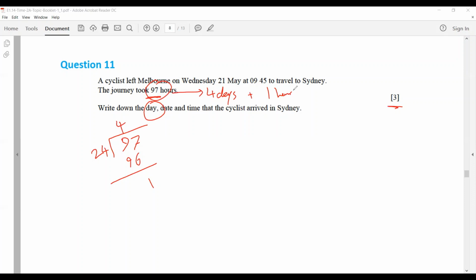So do the same thing that we did for a similar question, the previous question. 21st May, 9:45. So you add 4 days to it, you get to 25th of May, 9:45, right? And then you add that 1 hour. So that would be 10:45, 25th of May, right? As simple as that. You just needed to know that 1 day is 24 hours, right? Nothing difficult here.